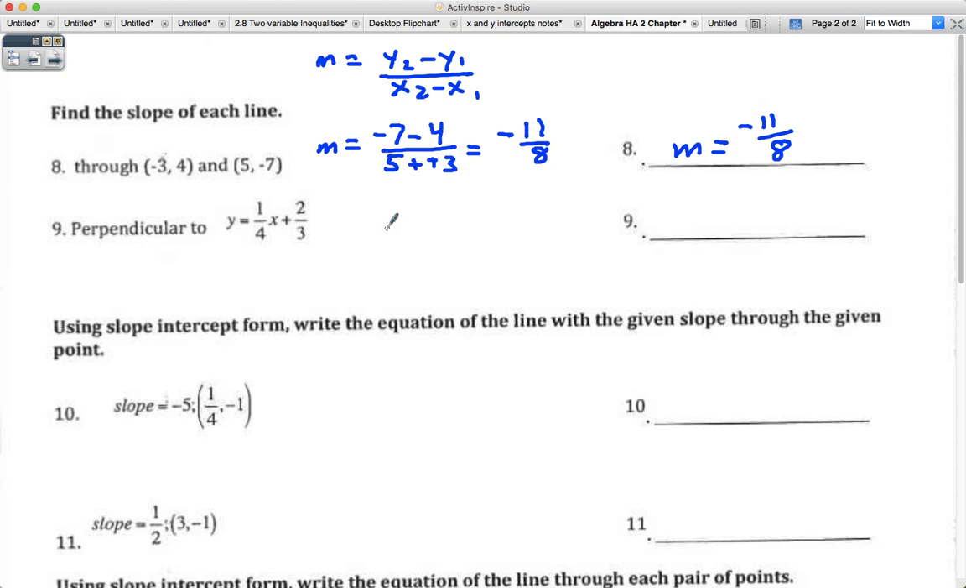Now find the slope of the line perpendicular to this equation. I know the slope of this equation is 1/4, but I need to find the slope perpendicular to this. If it's perpendicular, it must be the opposite sign of the reciprocal. The opposite sign would be negative because 1/4 is positive. So I will have a negative number, and the reciprocal of 1/4 is 4. So m equals -4.